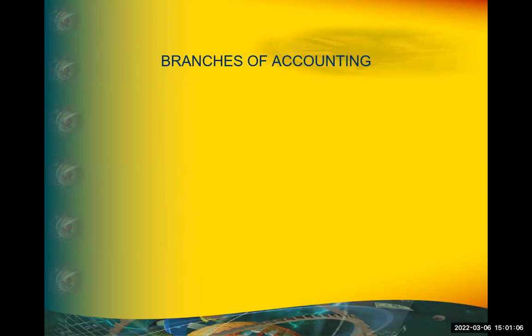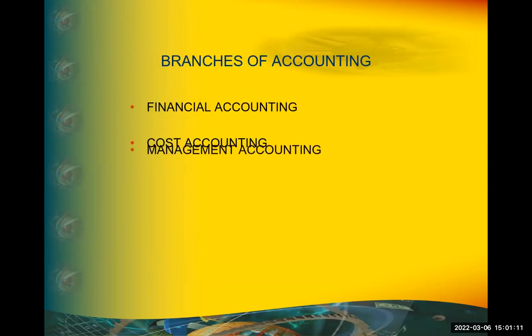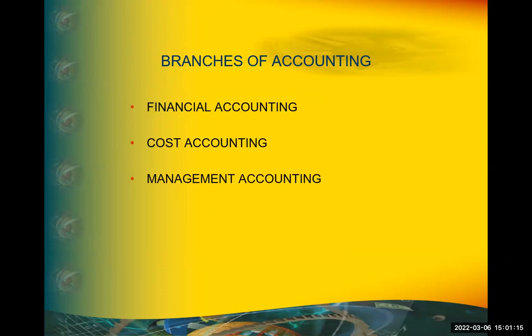I already told you the 3 branches of accounting: cost accounting, management accounting, and financial accounting. Financial accounting tries to record and find out the financial position and the financial performance. Management accounting analyzes the financial data generated from the financial accounting. Cost accounting helps us in understanding the cost of the product as well as control over the cost.